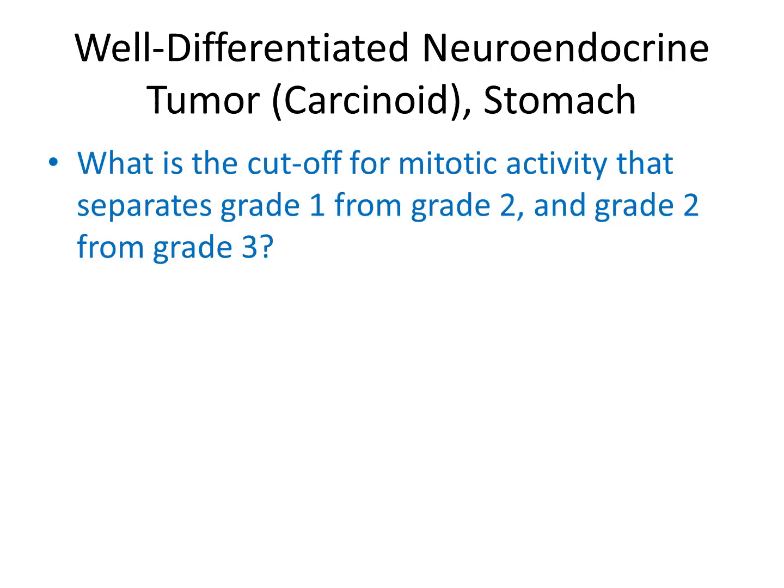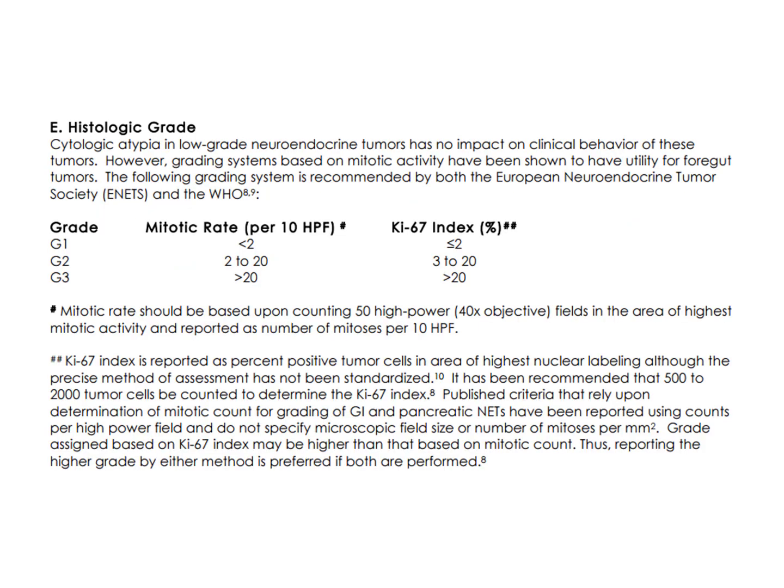Grading of well-differentiated neuroendocrine tumors is based on mitotic activity. In the past, the cutoff numbers were based on 10 high-power fields. With this approach, grade 1 is assigned in lesions with less than 2 mitotic figures per 10 high-power fields. Lesions that have mitotic rates between 2 to 20 per 10 high-power fields are assigned a grade of 2. Finally, lesions with more than 20 mitotic figures per 10 high-power fields are assigned a grade of 3.